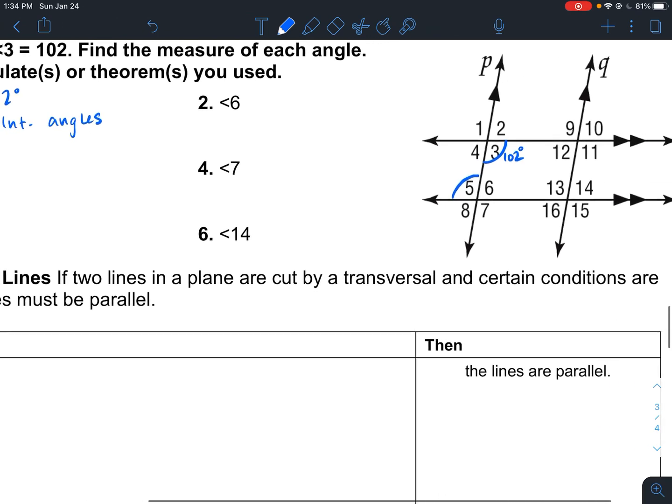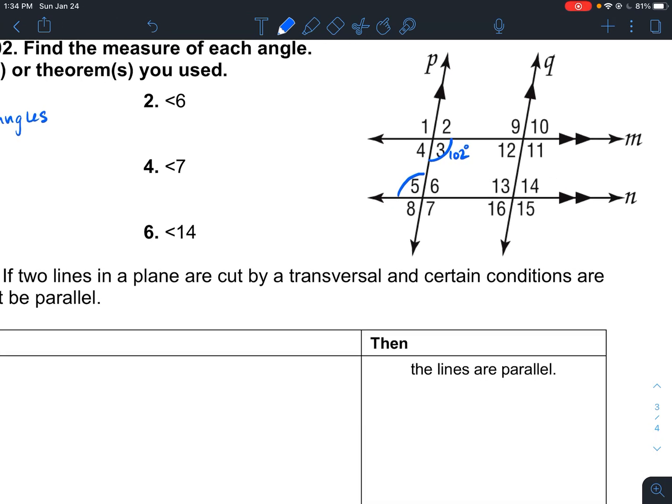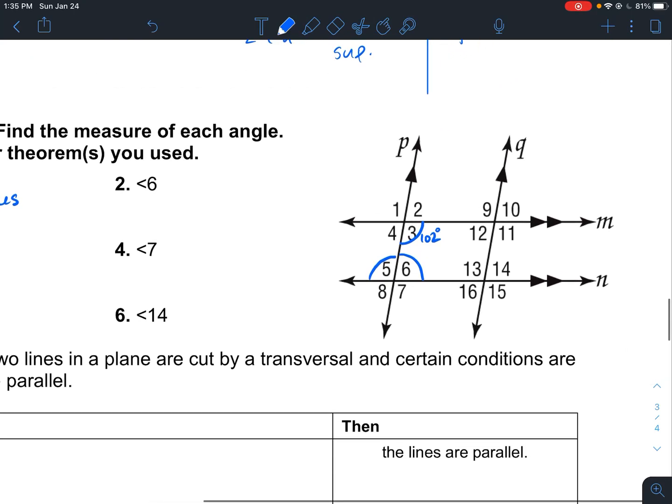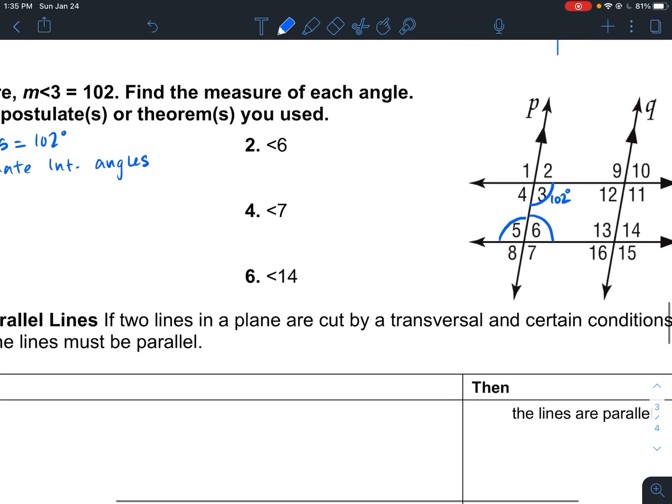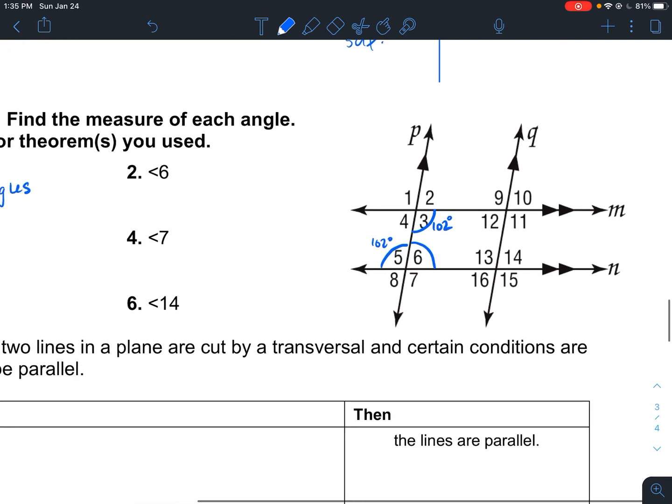Okay, so continuing on, measure of angle 6. Angle 6 is right here. I know that angle 5 and angle 6 are a linear pair, which means that their measures are supplementary. And I already know that measure of angle 5 is 102 degrees. So if they're supplementary, I'm going to take 180 degrees and subtract 102 degrees to get measure of angle 6. That makes this 7, bring a 1, so we get 8, 7, so 78 degrees. So measure of angle 6 is equal to 78 degrees.